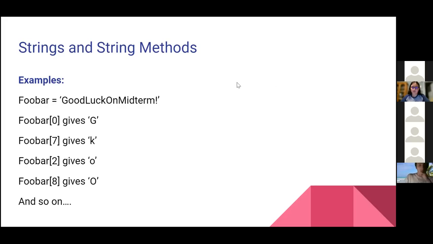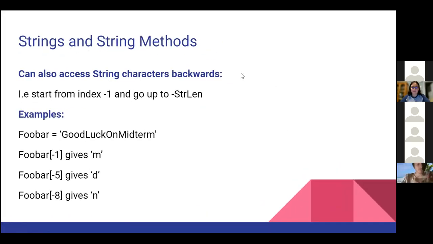Second. Here we go. So next, strings and string methods. Again, as we mentioned, you can access the string backwards. If we have foobar, good luck on midterm, the -1 will give M, the -5 will give D, and the -8 will give N.